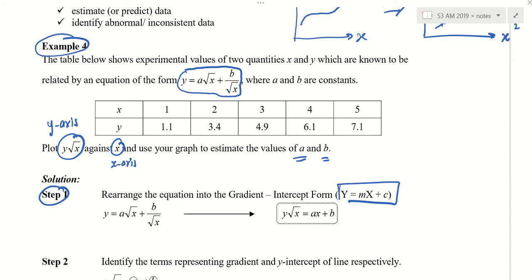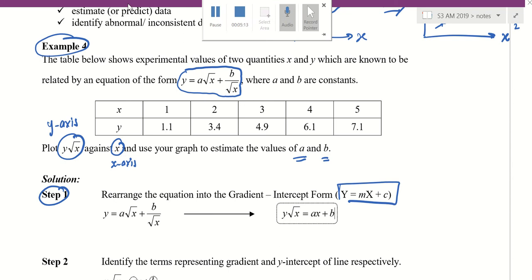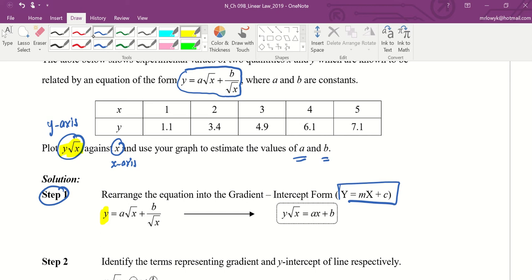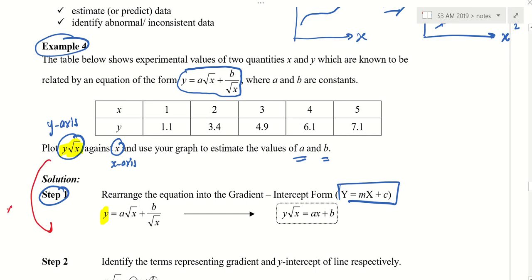Here we've got square root x, here we don't have square root x. So what do you do throughout? So Charlene will times square root x throughout. Do you follow? You get a hint from the vertical axis. So I highlight for you to follow. If you were to highlight y square root x and y, you know that you have to multiply square root x throughout the equation.